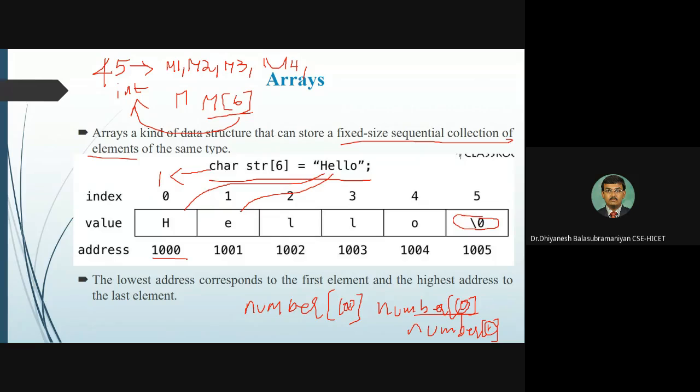Instead of that, if you are giving integers, the size is 2, so the first address is 1000, the second address is 1002, the third address is 1004. Likewise, it will go. So this is a sequential collection of elements at the same time, one with respect to your index value, another with respect to your address. Both are sequential: the index starts from 0 to 5 as well as the address goes in a sequential manner. So this is one advantage of an array.